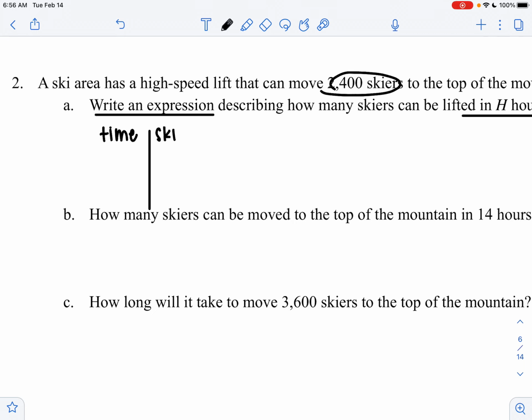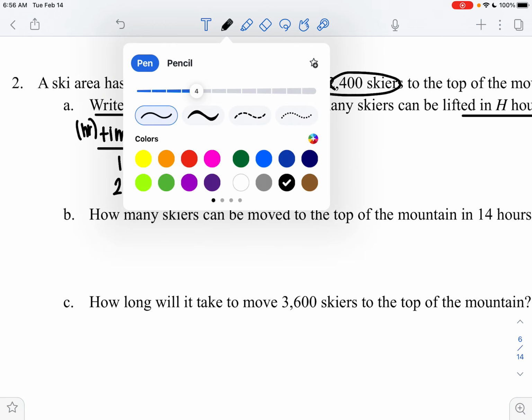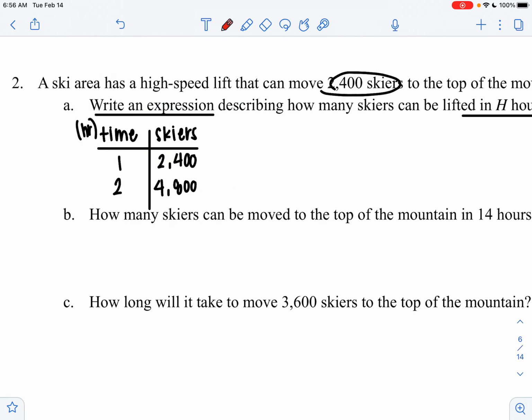And then think about how many skiers. So I know from the problem that in 1 hour, and this should really say time in hours, but we're just doing some scratch work here. In 1 hour, 2,400 skiers. And so if that's how many I can do in 1 hour, in 2 hours, I'm going to have to double it, right? Because I could do twice as many. And this pattern would continue down the table. Notice that I'm just multiplying the number of hours times 2,400.